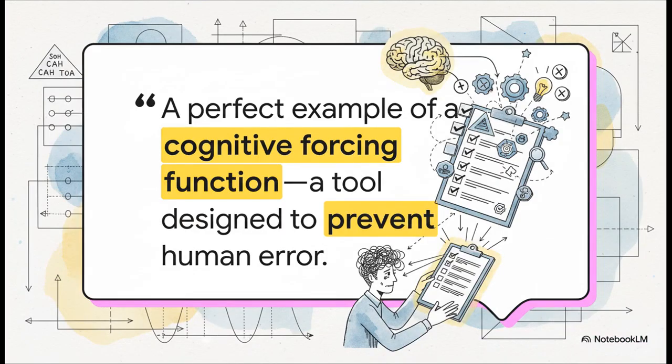Believe it or not, there's a formal name for a tool like this. It's called a cognitive forcing function. Sounds complicated, I know, but all it means is a procedure or a tool that's designed to stop you from making simple human errors, especially when you're stressed out.